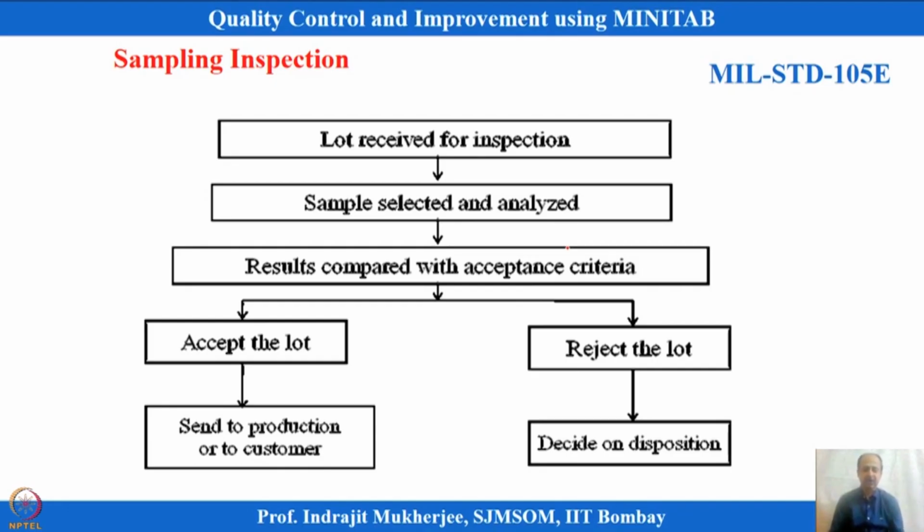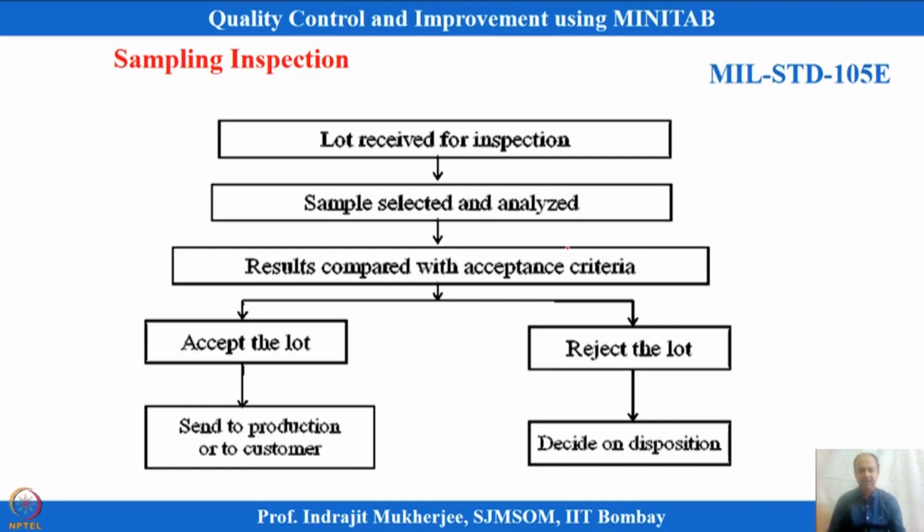So, if we accept the lot, it goes to production. If it is rejected, it will go back to the supplier, or it will be segregated and again sent for scrutiny, separating good products from bad products. So, this is what we do in sampling.